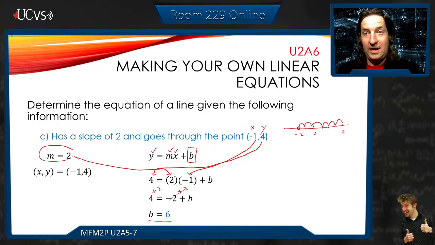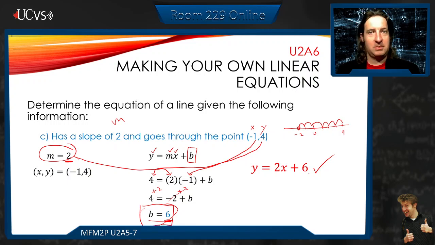So what do I have? I got m equals 2, b equals 6. I'm done, because all I have to do is write y equals 2x plus 6, and we're finished. All right, so they're getting a little bit trickier. We have to use some algebra here to solve for an unknown. They're giving us m, x, and y. We need to do a little bit of work to get b, and then we just plug it into our equation. y equals 2x plus 6.